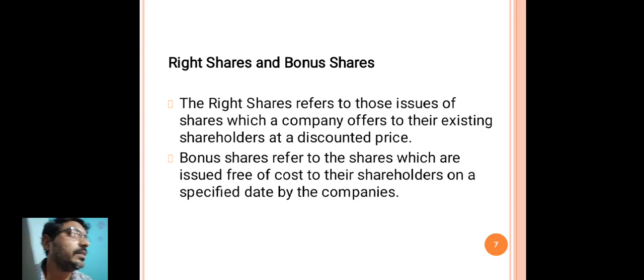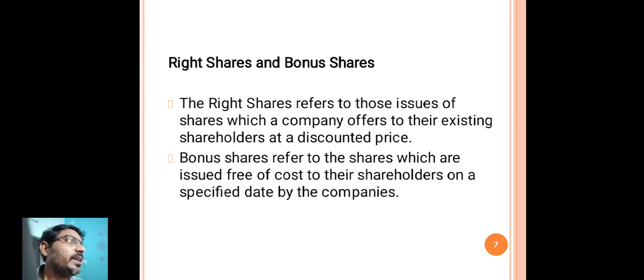The first case is right shares and the second case is bonus shares. In the case of right shares, the company allots shares to the already existing shareholders who are interested, and these shares are allotted to them only at a discounted price. This is called right shares.